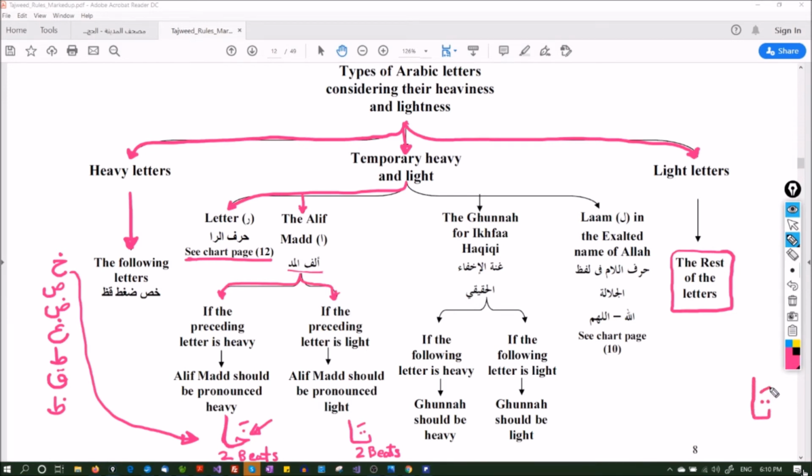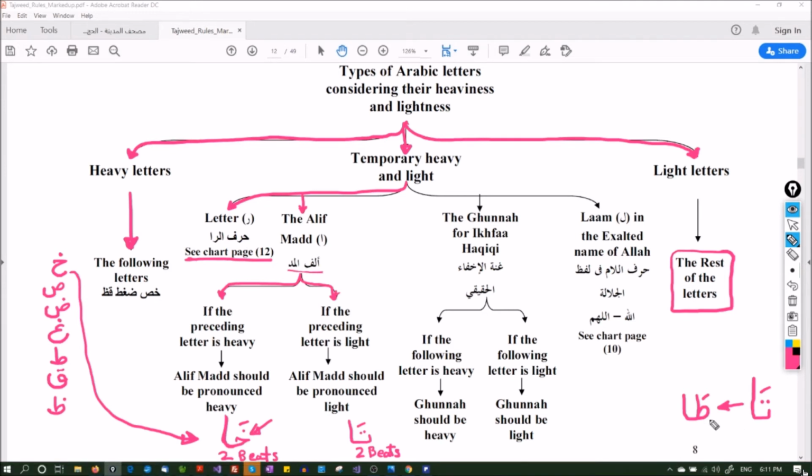Ta with a fatha. Ta. Imagine if I didn't make this flat or light and I made it heavier. What would happen to this then? This would sound like ta. Rather than saying ta, it would sound ta. When I do that, I have effectively replaced the ta with a ta.